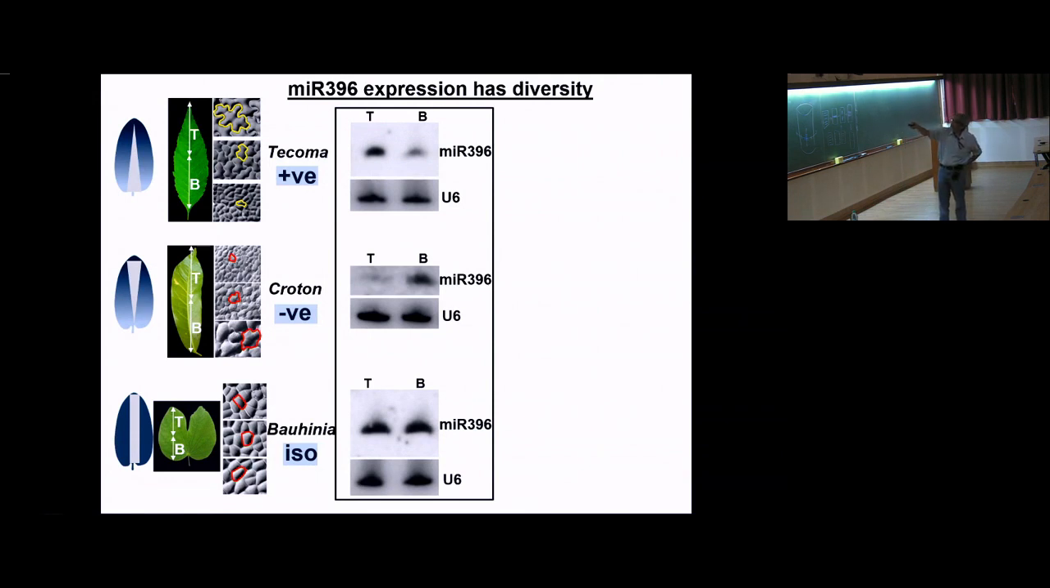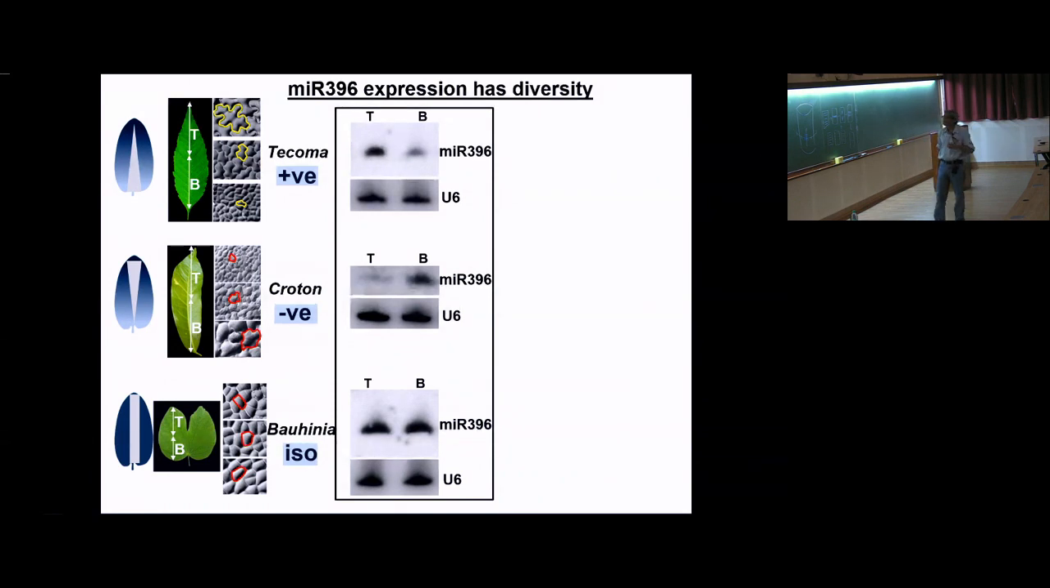Whereas the leaf with the negative allometry, where the maturity is at the base, there is more microRNA at the base, which is opposite of this one. And here there is no difference in the growth in the tip of the half, and then there is no difference in the amount of the microRNA as well. So we can say that this probably generates the allometry. The distribution of MIR396 actually generates the allometry.